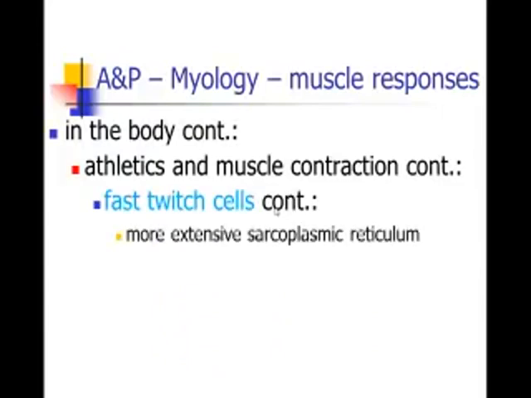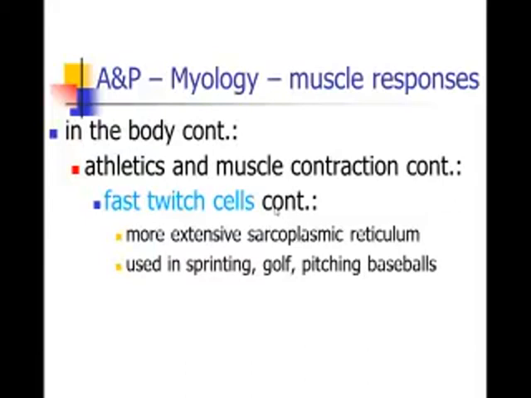The fast twitch cells are going to have more extensive sarcoplasmic reticulum. So this is going to have two benefits. One is that when they do have an action potential, they can release a lot more calcium quickly, which is going to lead to a quicker response. And when they are all done with their action potential and they're recovering, it also means that they can remove the calcium more quickly and get it back into the sarcoplasmic reticulum. So both the contraction phase is faster and the relaxation phase is faster. These are used for rapid, short interval kind of activity, sprinting, hitting a golf ball, pitching baseballs, things of that nature.